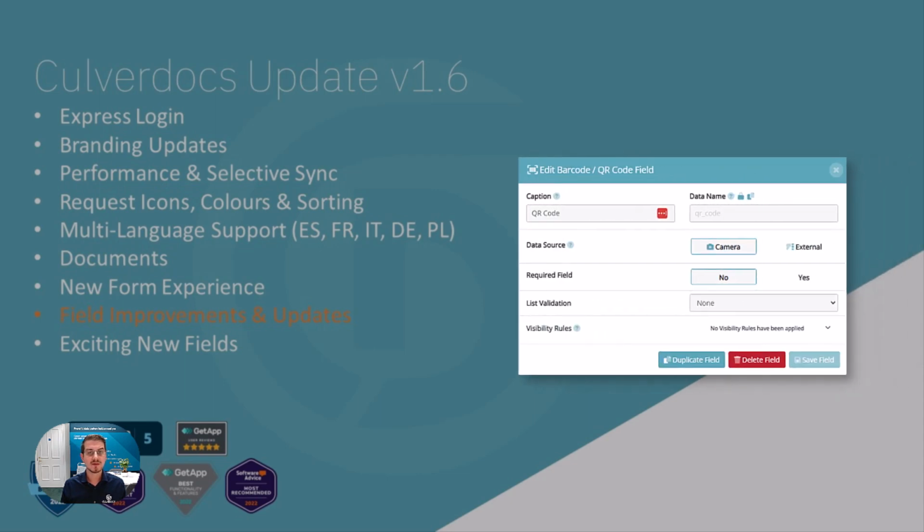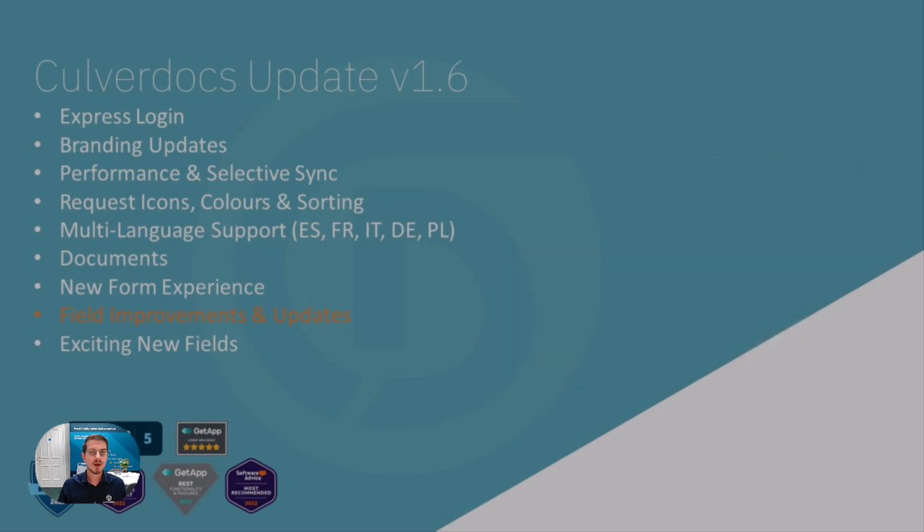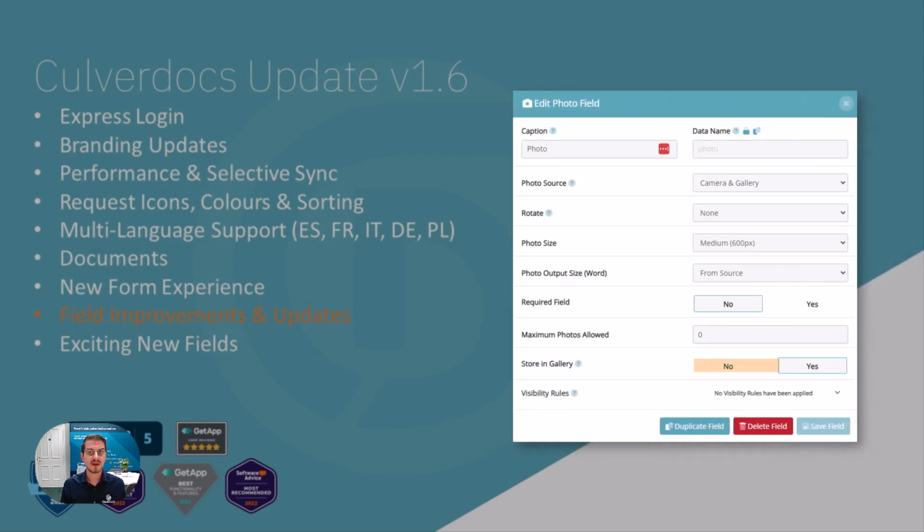QR and barcode fields now support the use of an external input, such as a manually typed barcode, or using a keyboard wedge Bluetooth barcode scanner instead of using a camera. Photo fields can be optionally configured to save the photo taken in the app into your photo gallery, just in case you want to keep that for safekeeping and future reference.